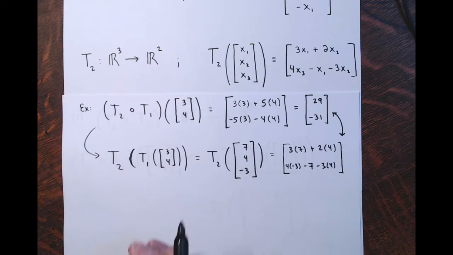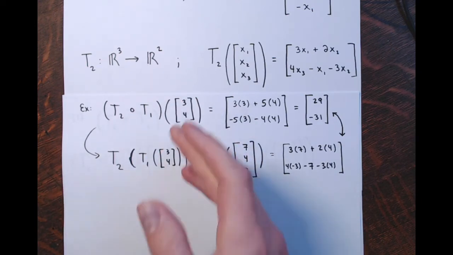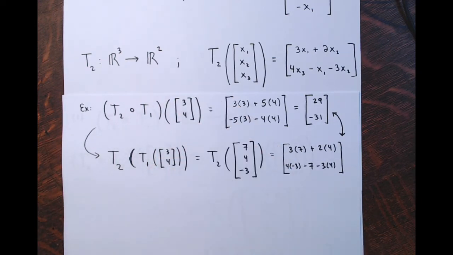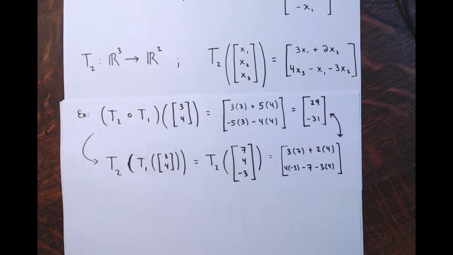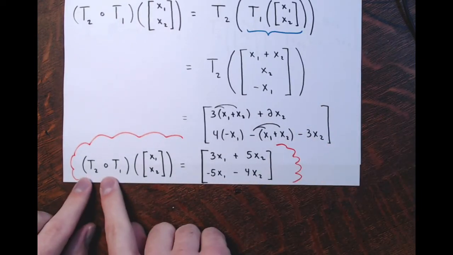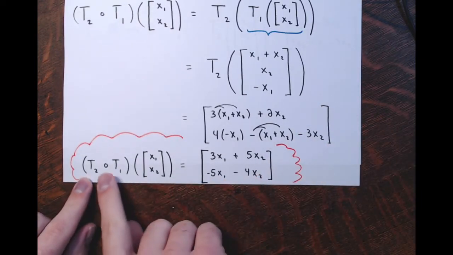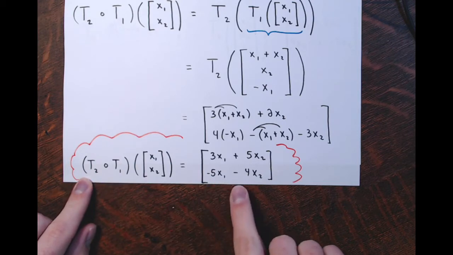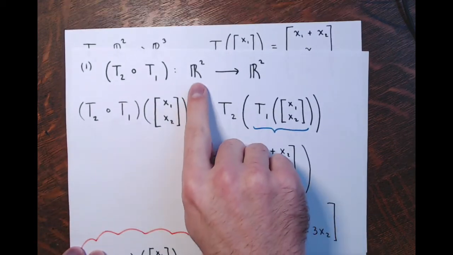So, I mean, that's just one example. You could have picked anything you wanted just to check, just to see, hey, is my composite function correct? All right. So there's the function, the transformation T2 composed with T1. And again, it goes from R2 to R2.